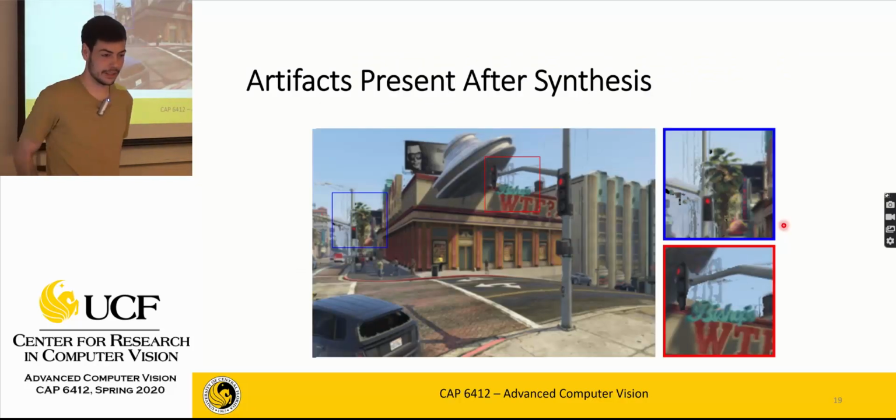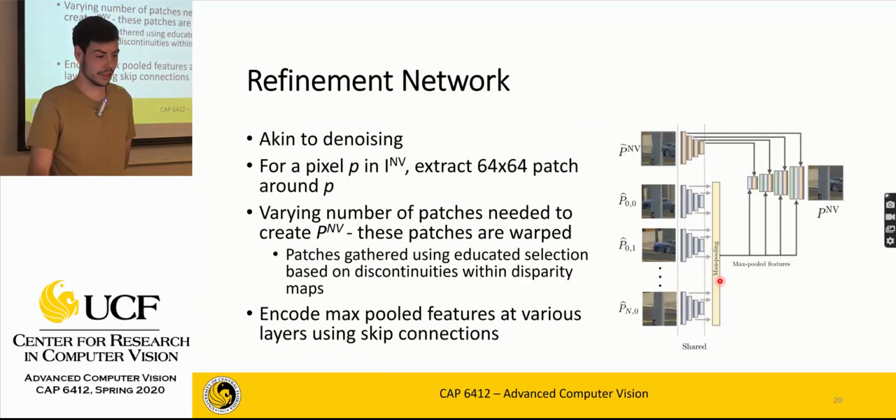So as stated, synthesis can cause artifacts and holes within the image. This is obvious in this example, where from a far point of view, this image looks fine. But as you zoom in closer into the finer details, you can see that there's a lot of data missing and edges and corners are not as well defined. So to solve this problem, they propose a refinement network.